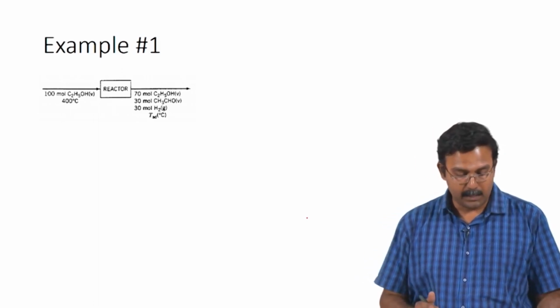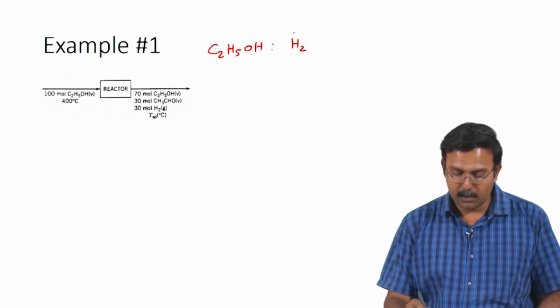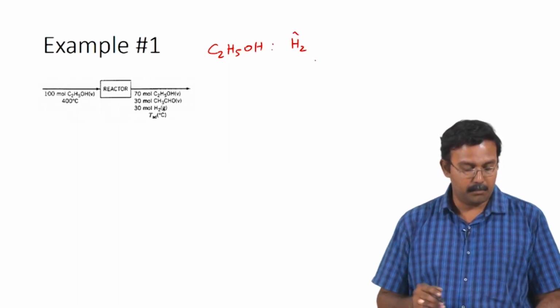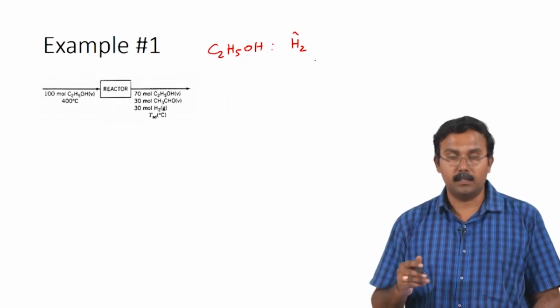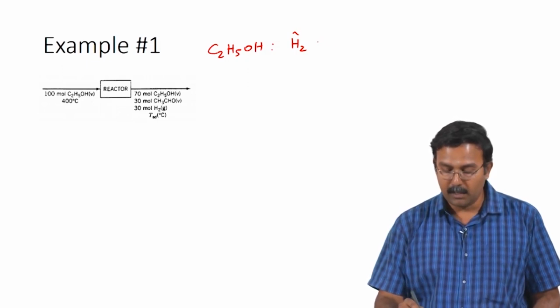So, the first thing is for ethanol. Ethanol in the exit stream, you have H2 cap. Here the temperature is being increased from 25 degrees Celsius to T degrees Celsius. So, you would have H2 cap equals integral 25 to T Cp dT.